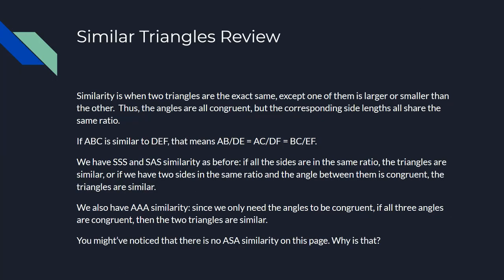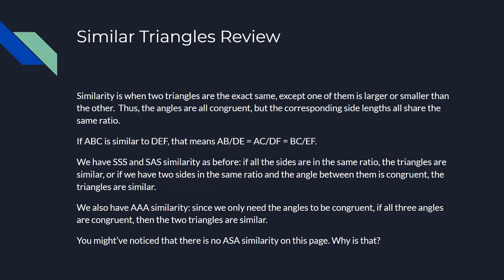So we're just going to do a very quick review of similar triangles. In the last video, we also mentioned similar triangles. Similarity is when two triangles are the exact same, except one of them is larger or smaller than the other. Thus, the angles are all going to be congruent. But the corresponding side lengths all share the same ratio. So they're not necessarily the exact same, they just share the same ratio. So if ABC is similar to DEF, that means AB over DE equals AC over DF equals BC over EF.